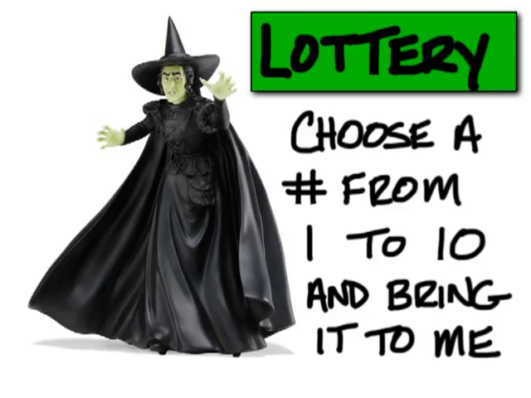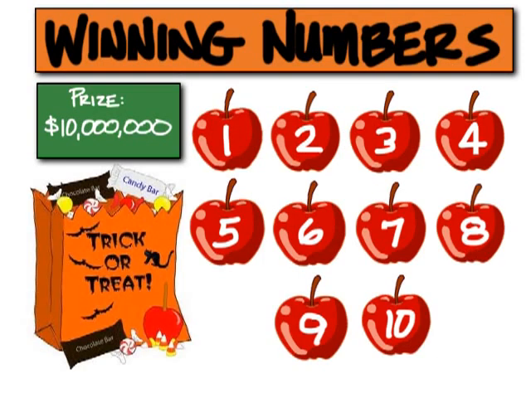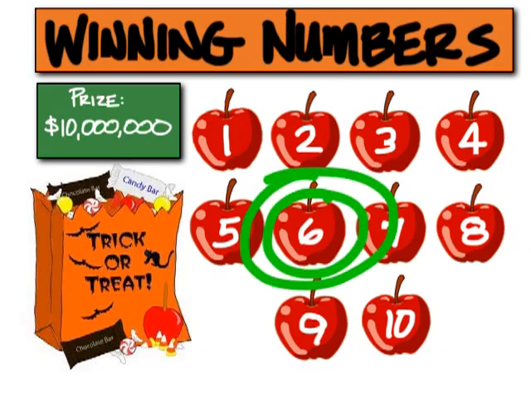Pick a number from 1 to 10 and drop it off up here. The winning number today, 6 and 6. Double sixes, so if you have 6, then you get 20 million.